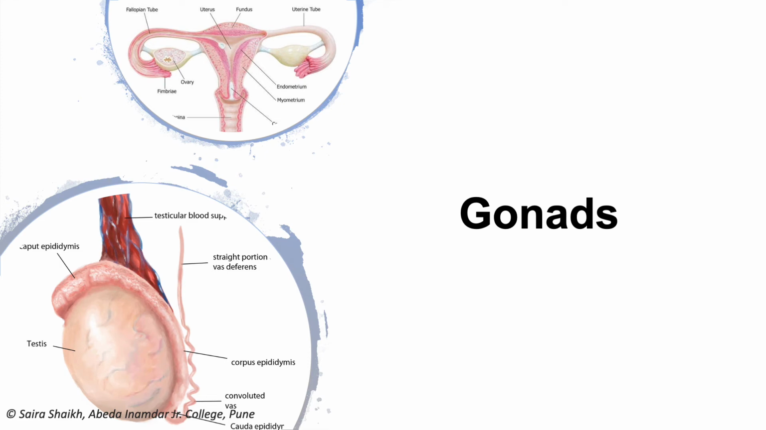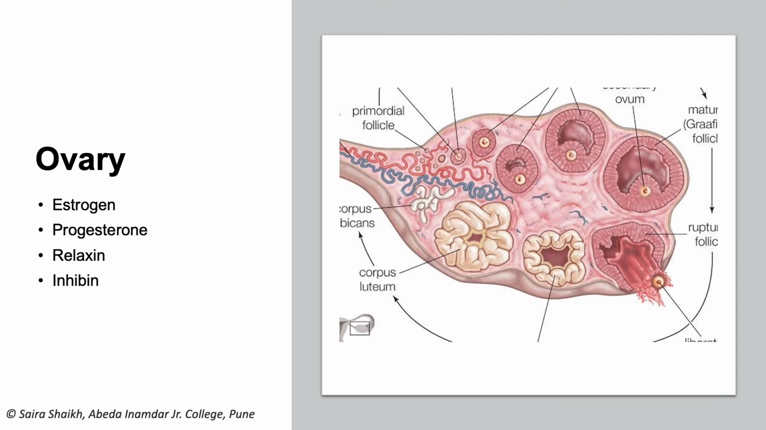The gonads, that is the reproductive organs, are endocrine in nature. In female, the reproductive organ ovary, and in the male, the reproductive organ testes, produce different hormones, and that's why they are endocrine in function. Ovary is the female reproductive organ, and it is responsible for the secretion of 4 different hormones, namely estrogen, progesterone, relaxin, and inhibin. First of all, we'll see about the estrogen.